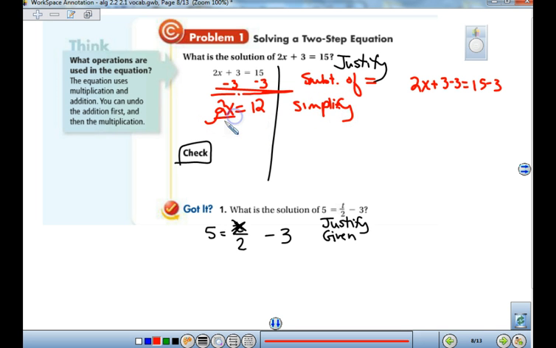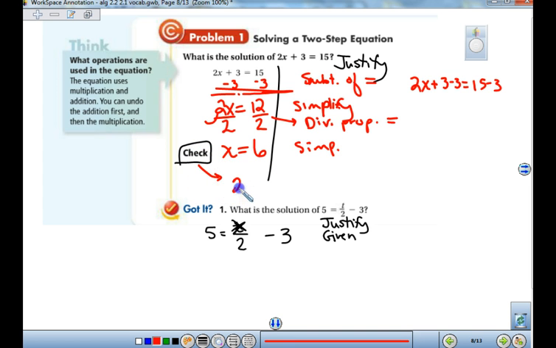I now have 2 times x. The inverse of multiplying by 2 is to divide by 2. What property is that? Well, that is our division property of equality. We divided by the same number on both sides. It left me with x is equal to 6. Sometimes we might have to do the multiplication property, but in this case, division. So again, what did we do? Simplify.